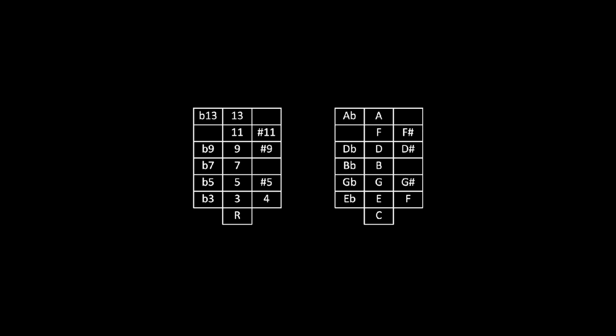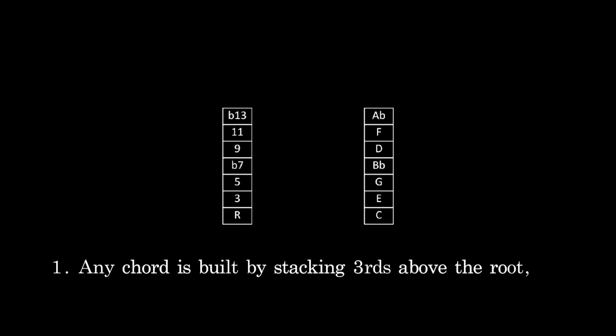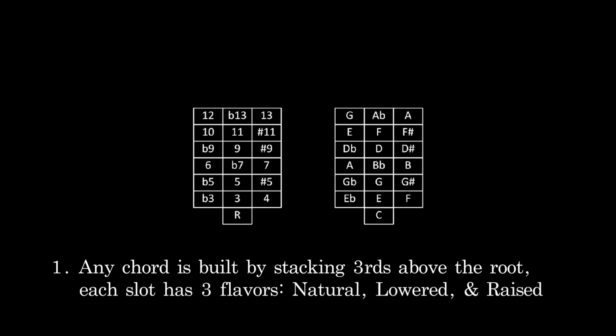So to start, I opened up a spreadsheet and tried to lay things out based on what I already knew to be true. First, I laid out what was already accepted, stacking thirds, and then seeing where we could go from there. First finding: any chord is built by stacking thirds above the root. Each slot of these thirds can have three flavors: natural, flat, sharp; natural, lowered, raised.